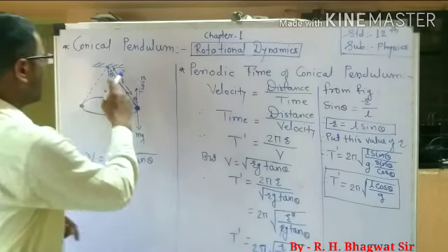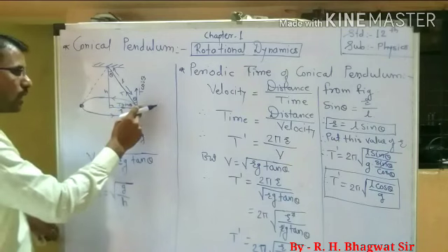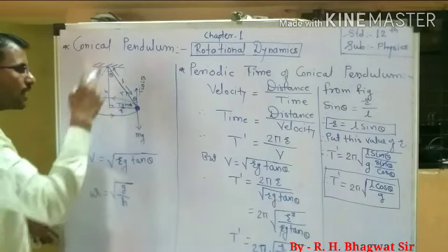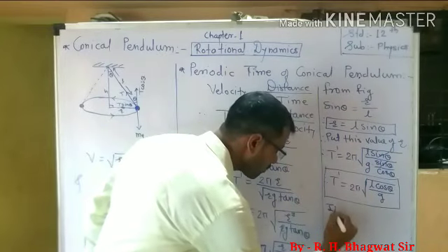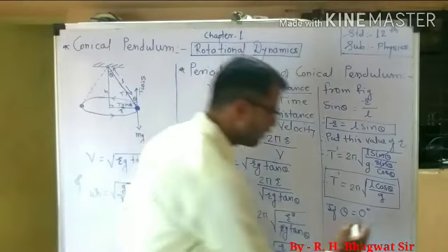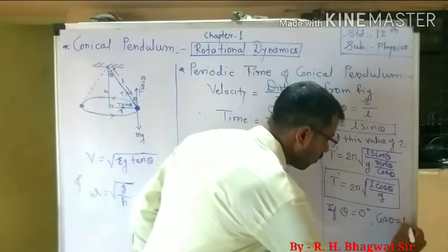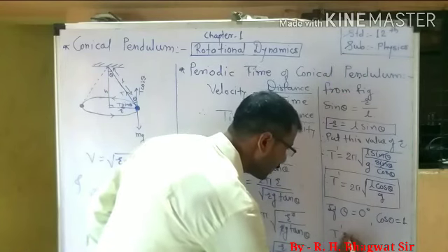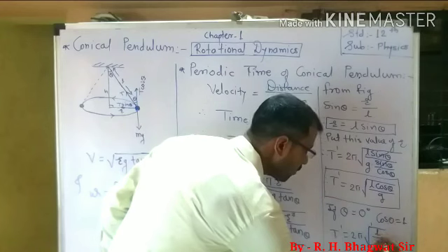Now, when theta becomes equal to 0, the conical pendulum gets converted into a simple pendulum. Therefore, if theta is equal to 0 degrees, then cos 0 is equal to 1. Therefore, the periodic time T prime is equal to 2 pi under root l upon g.